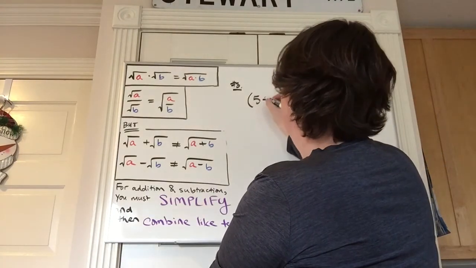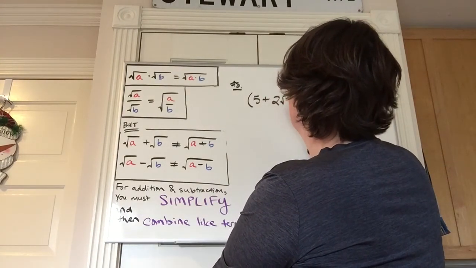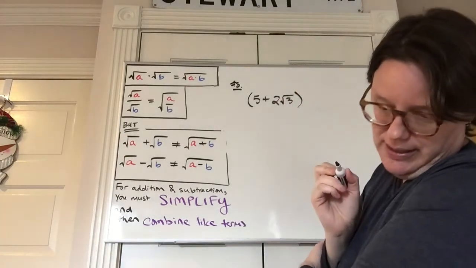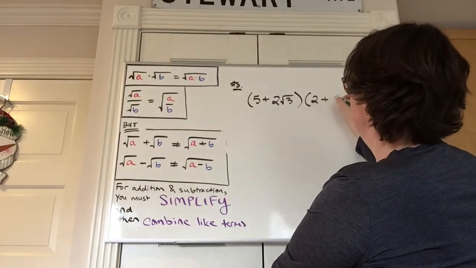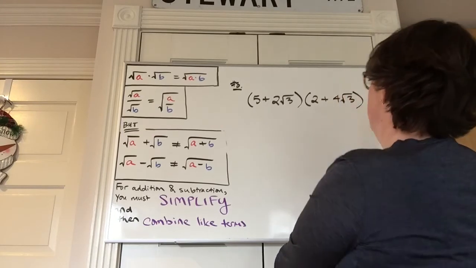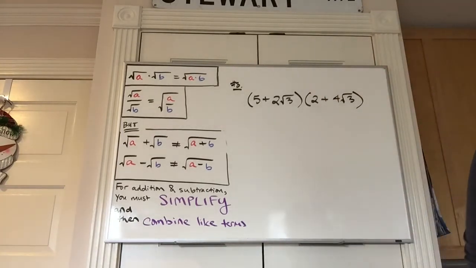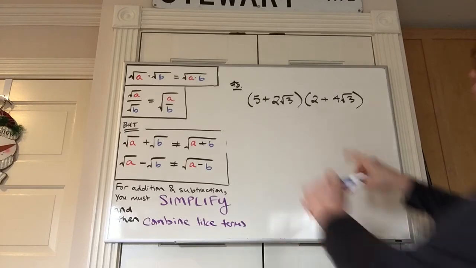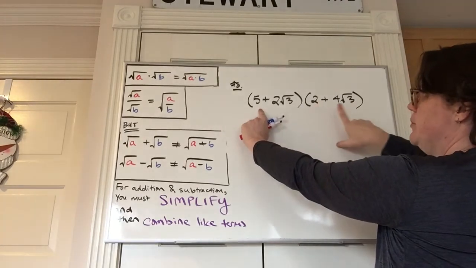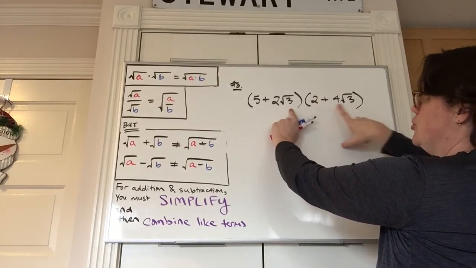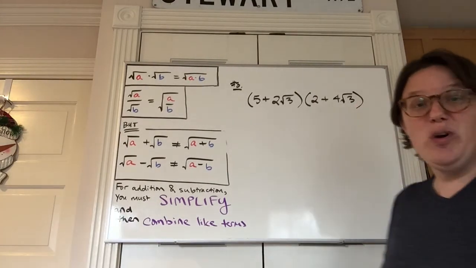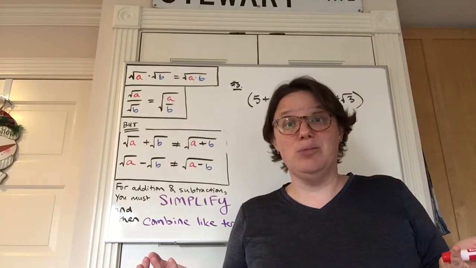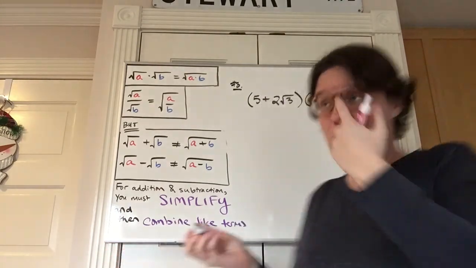5 plus 2 times the square root of 3 is going to be multiplied times 2 plus 4 times the square root of 3. So I said this was a foiling problem, by which I mean we're going to have to multiply the first terms, the outer terms, the inner terms, and the last terms. And so we're just going to go step by step here, remembering you can always multiply a regular number with a regular number. You can always multiply a root number by a root number.